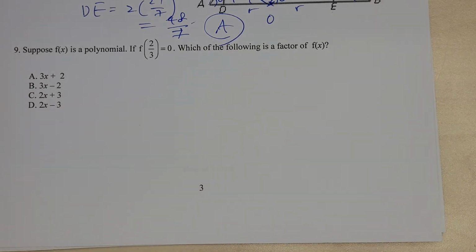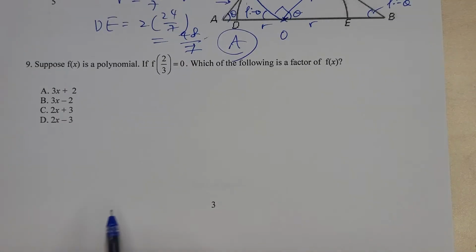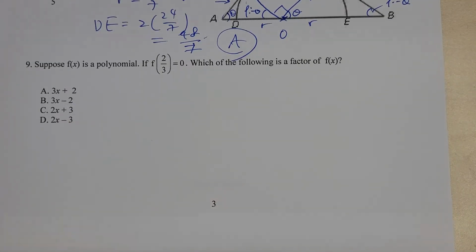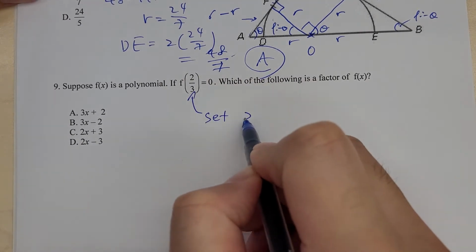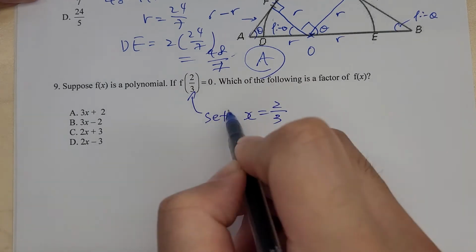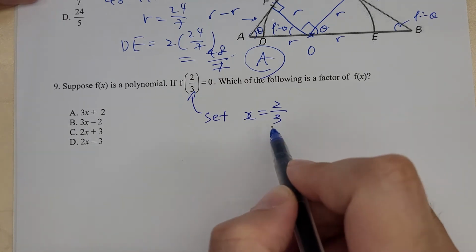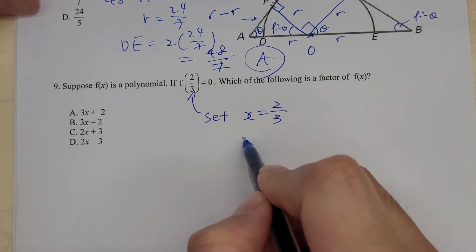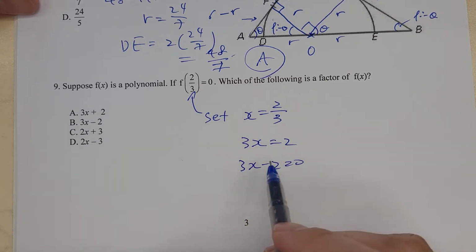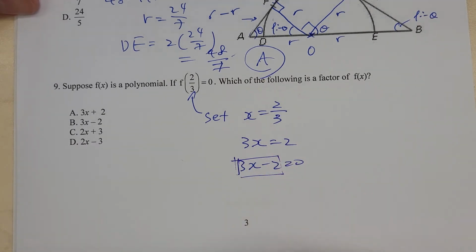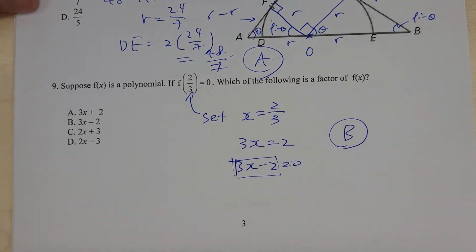Okay, go to question number 9. Suppose f(x) is a polynomial, f(2/3) equals 0. Which of the following is a factor of f(x)? What we need to do is set x equals positive 2 over 3 here, and then we find back the divisor, find back the factor, that is 3x equals 2, and then 3x minus 2 equals 0. So this is the factor of f(x), 3x minus 2. The answer is B, B for boy.